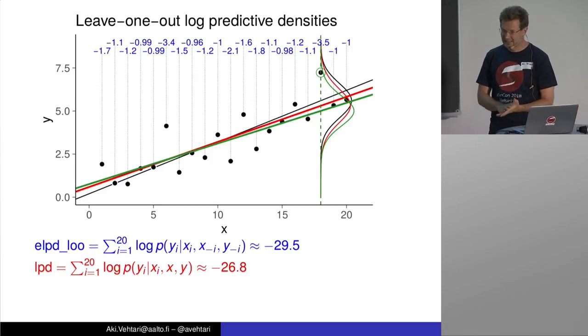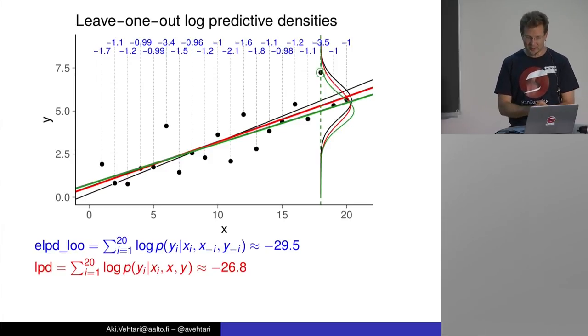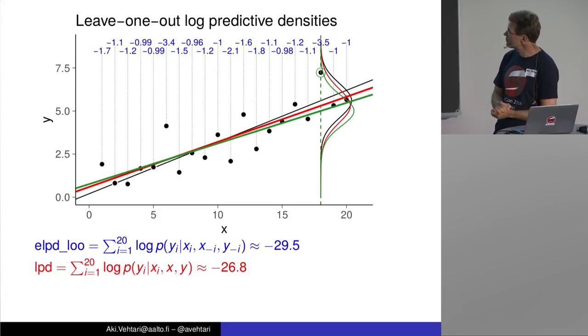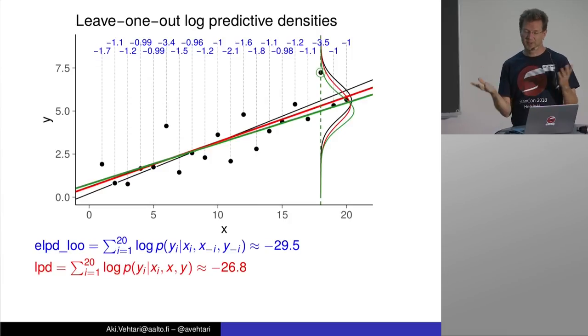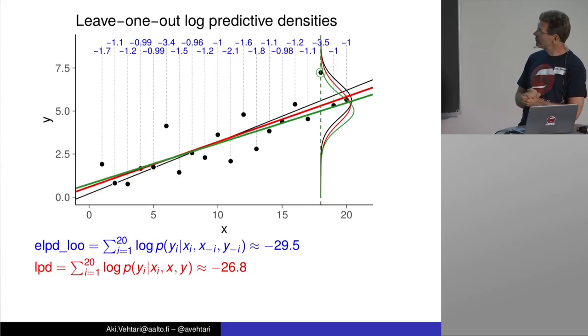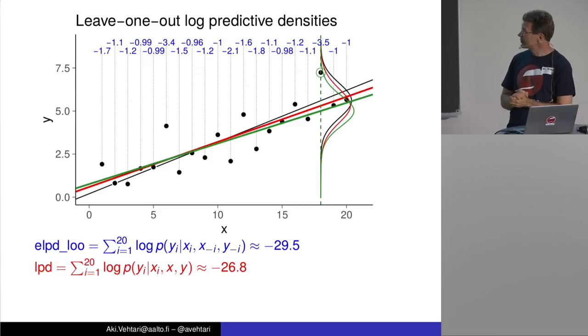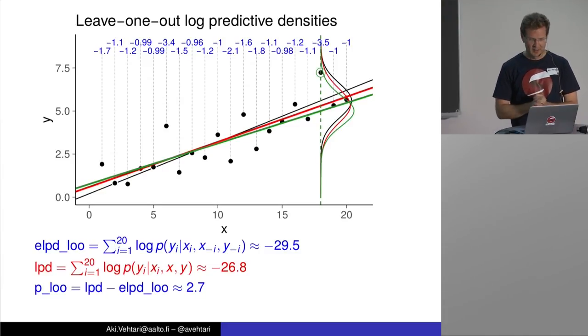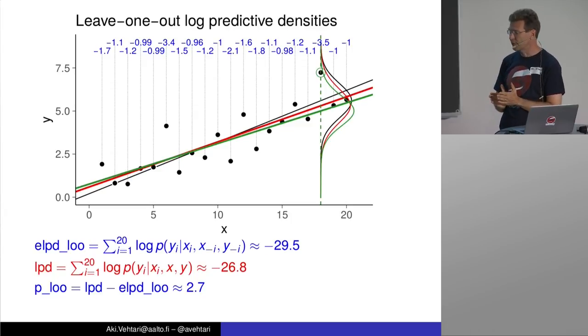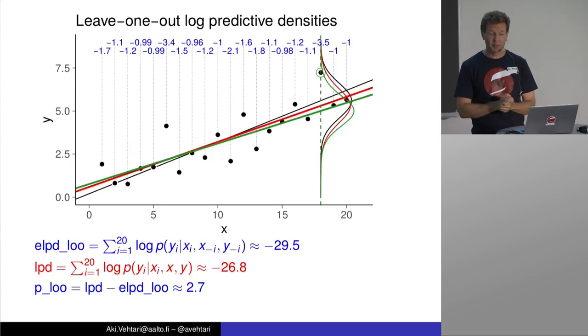Now, one nice thing about working on the log scale is that we now have both the leave-one-out predictive density, but we also take the log of the full data predictive density. You can see that this, -26.8, is larger than -29.5. And as I previously said, if you have these application specific errors, utilities, they are more easily interpretable than these. But the log score has the nice thing that the difference between these can be called the effective number of parameters. In this case, in the model, we have 3 parameters.